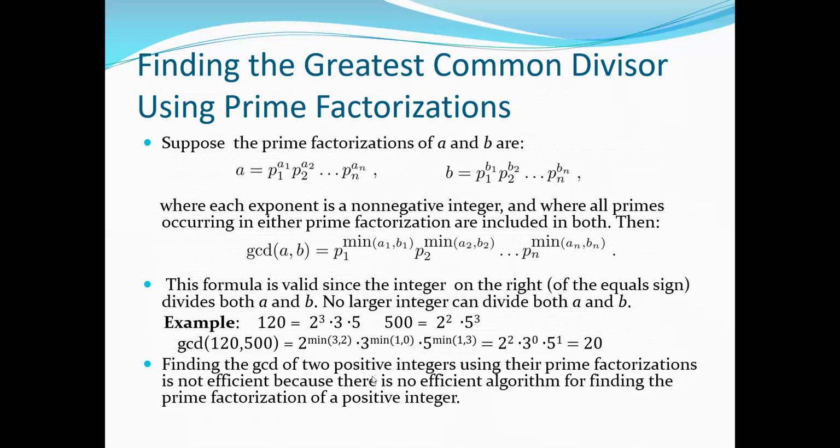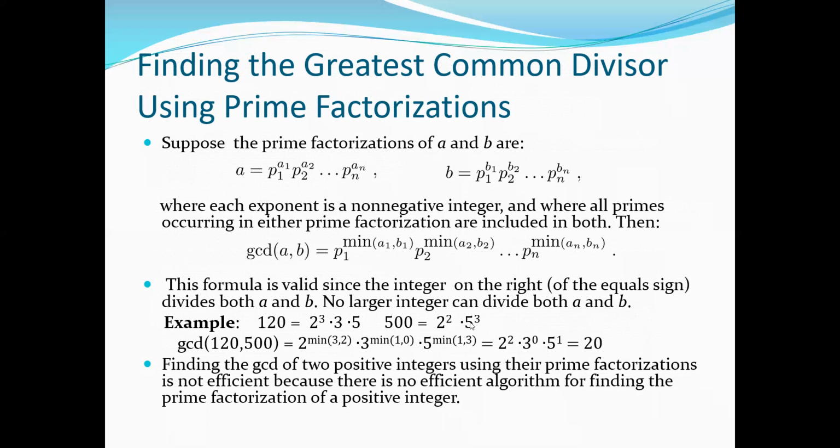So 2, 3, 5. And then we get the minimum exponent of each prime factor from the given numbers. For example, for 2, we have exponent 3 and exponent 2, and the minimum is 2. How about 3? Here it is 1, and since 3 is not present in 500, the exponent is 0 for 3. So 3 raised to 0 is 1.